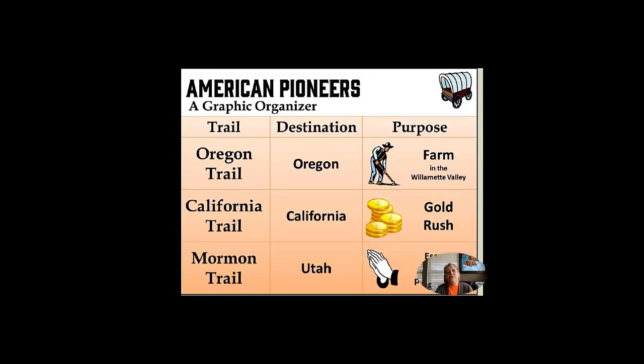When we look at the pioneers who moved west, there were a lot of different motivating factors, pull factors, if you will. The Oregon Trail primarily attracted farmers trying to get out to the Willamette Valley. Very fertile area, great for farming. The California Trail, as I mentioned a few minutes ago, attracted a lot of gold seekers. Once gold was discovered in California, you had a lot of people headed out there trying to get rich quick.